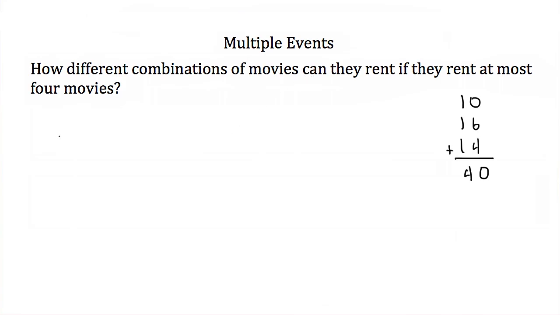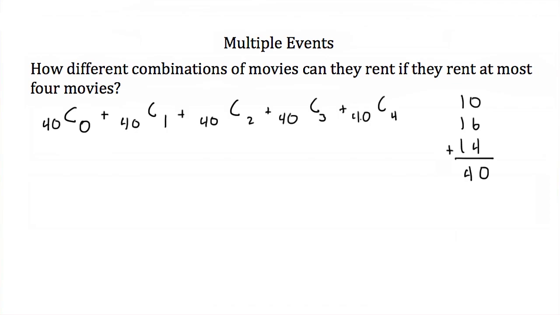So we're going to say that out of 40, they may choose 0. And then we're going to add that to out of 40, they may choose 1. And we're going to add that to out of 40, they may choose 2. And then out of 40, they may choose 3. And then out of 40, they may choose 4. One key way to know that you have to add your different combinations instead of multiplying is when the problem tells you at most or at least. That is a big hint that you're going to be adding your combinations.